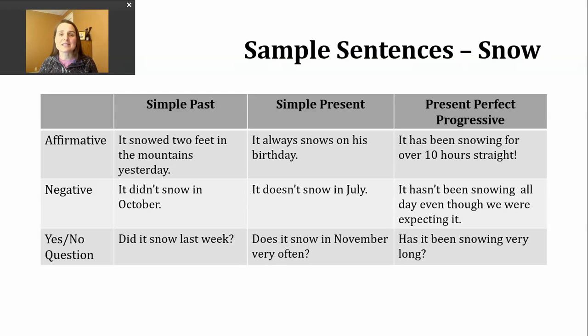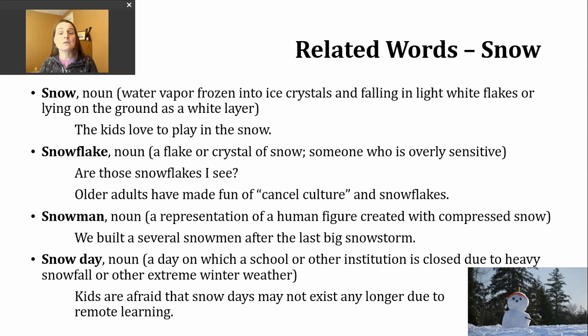Finally, if I want to make a yes or no question in the present perfect progressive, I'm going to start with have or has, then I'll have my subject, then the participle been, and then the ing form of the verb. Has it been snowing very long? And I'll point out that present perfect progressive is really common when we're talking about the length of an activity. Or the amount of time that has passed from something beginning up until now. That's commonly how you'll see it used. Now, let's take a look at some words that are related to snow, our verb.